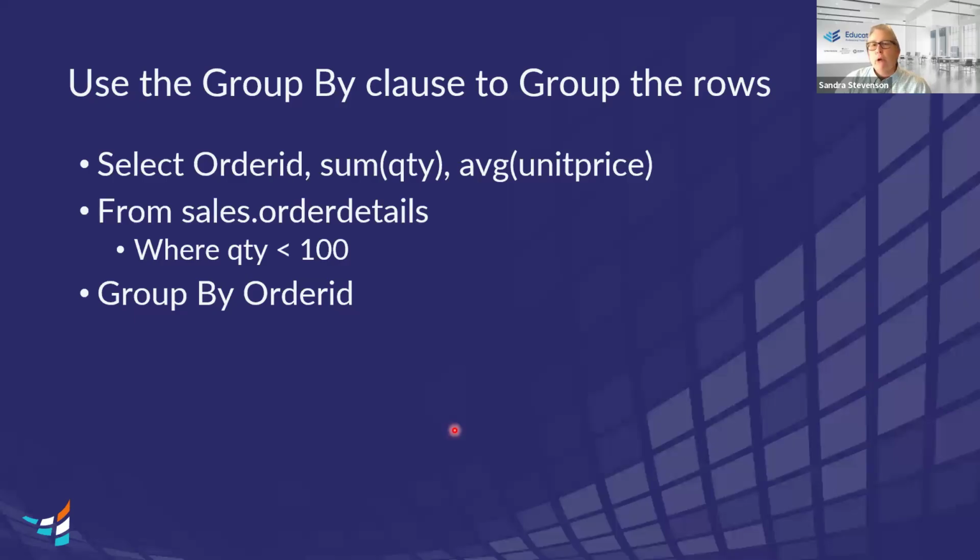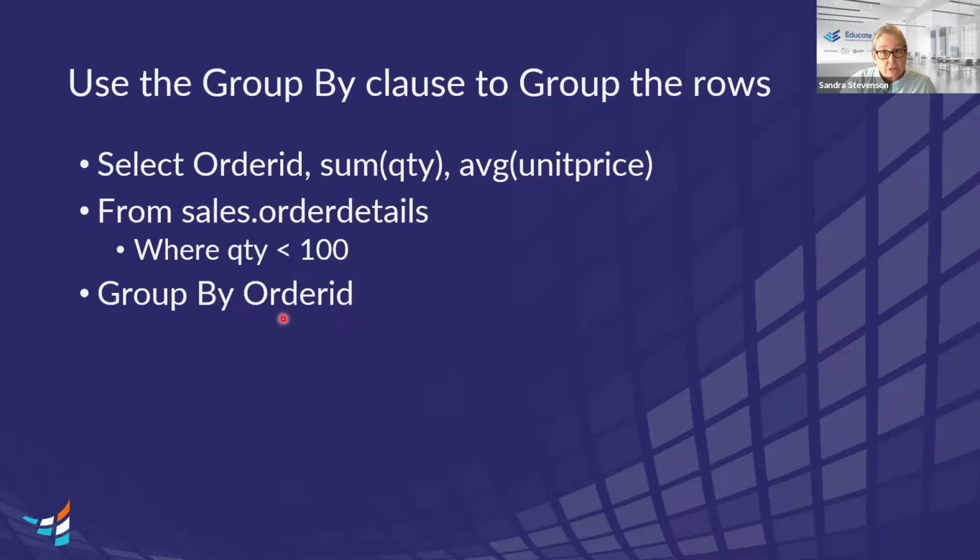And I'm going to group by order ID. Well, number one, I have to. In this example, notice I'm getting the order ID. I am adding up quantity. These are called aggregates. So I'm adding up quantity. I'm going to get an average price as well, again, out of the order details table, where the quantity is less than 100, but I have to group by order ID now.